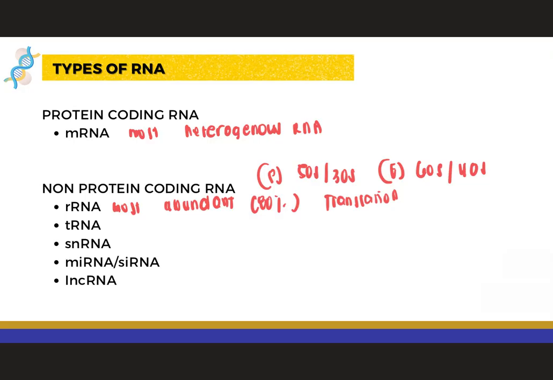Next is your small nuclear RNA. Your small nuclear RNA has functions for gene expression regulation. Examples of which are your mRNA processing and rRNA processing.